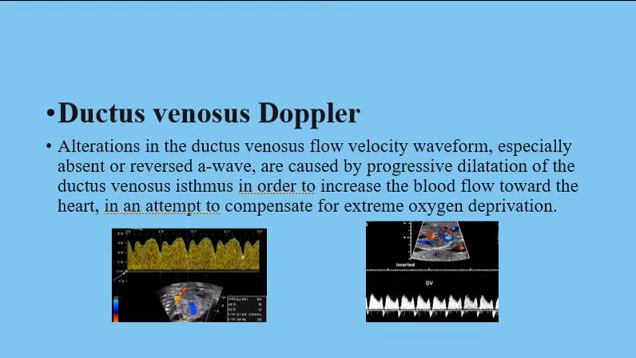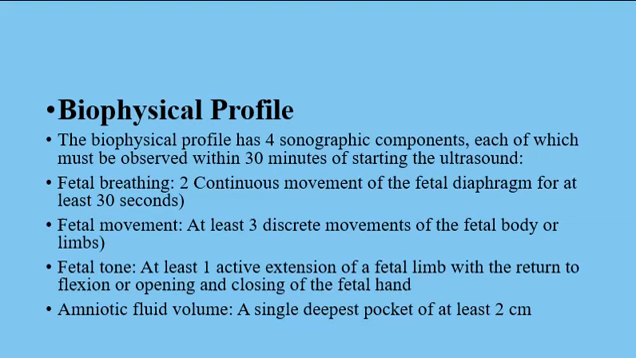Biophysical profile. The biophysical profile has 4 sonographic components, each of which must be observed within 30 minutes of starting the ultrasound. Fetal breathing: 1 continuous movement of the fetal diaphragm for at least 30 seconds. Fetal movement: at least 3 discrete movements of the fetal body or limbs. Fetal tone: at least 1 active extension of a fetal limb with return to flexion, or opening and closing of the fetal hand. Amniotic fluid volume: a single deepest pocket of at least 2 centimeters.